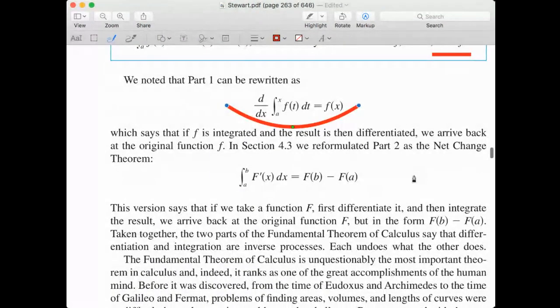Part 2 is the same. Like the integral from a to b, the integrand is someone's derivative. Then this whole thing is that function evaluated at b minus the function evaluated at a.